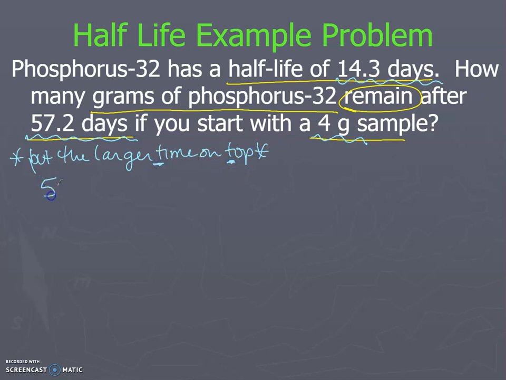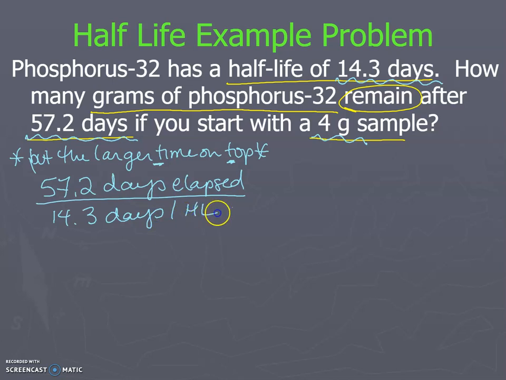Okay, so 57.2 days has elapsed, have gone by, and it's 14.3 days per half-life. So get your calculators out, push pause if you need to. Hey, you're back. And when you divide 57.2 days by 14.3 days, you get 4 half-lives. Days and days cancel out, you get reciprocal half-lives, so that means 4 half-lives.